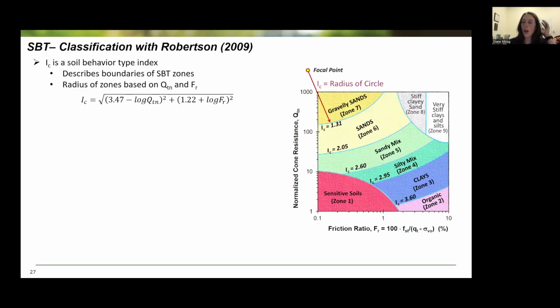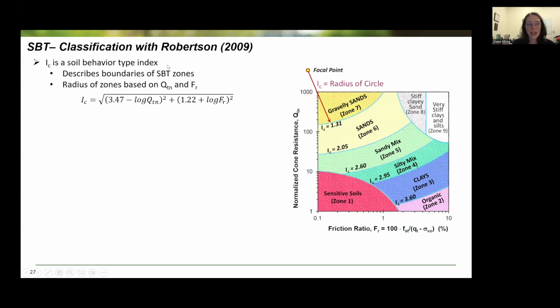From those plots, you can also relate where the soil falls in terms of cone tip resistance and normalized sleeve friction. That can be related to I sub C, the soil behavior type index. What I sub C represents is the distance from this focal point on the soil behavior type plot. So those soil behavior type zones are represented as radii of a circle. And as that radius, or I sub C, gets larger and larger, you move to finer and finer grained soils. So again, gravelly sands up here with a low I sub C value, down to clays, silts, and organic soils with a high I sub C value.